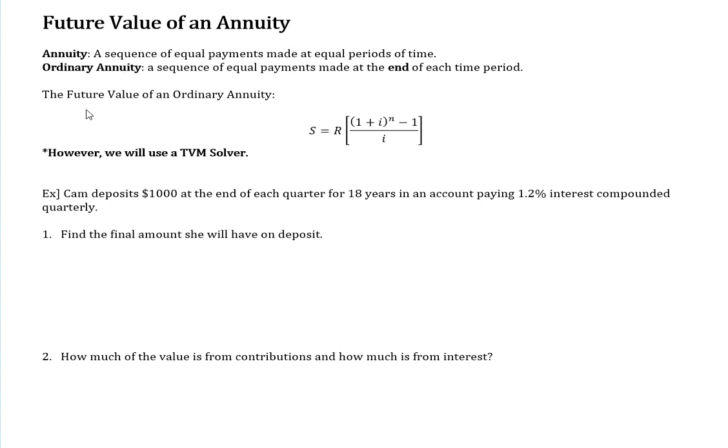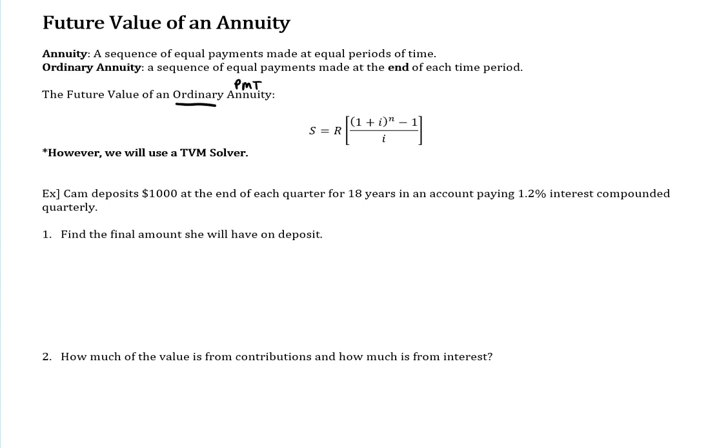An ordinary annuity, so this is how it's ordinarily done, is a sequence of equal payments made at the end of each time period. So again, just like your cell phone, it's maybe 30, 40, 20, somewhere around there, some dollar amount at the end of the month. As soon as you sign up for it, they don't ask for that monthly charge right away. They might charge you some other stuff, but it's at the end of the month that it's normally done.